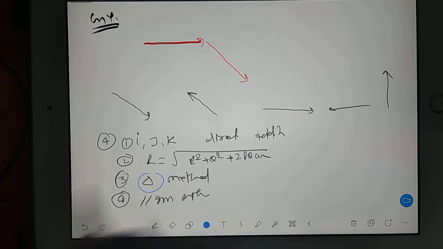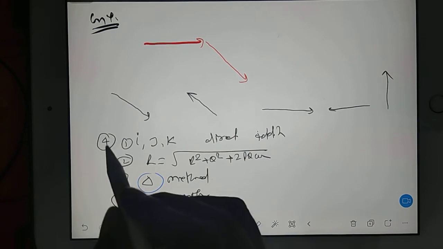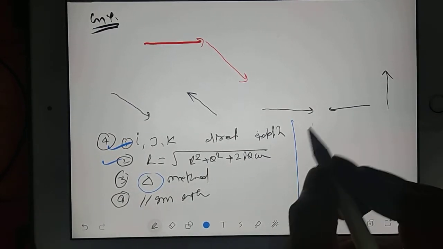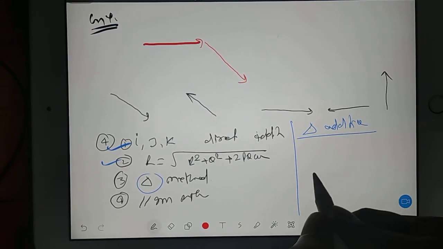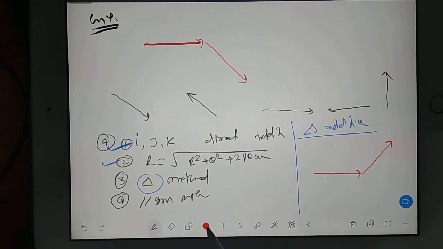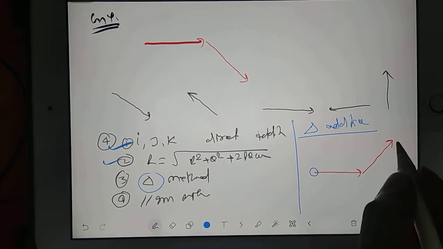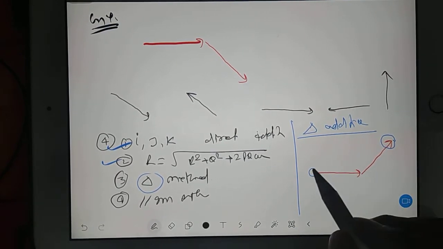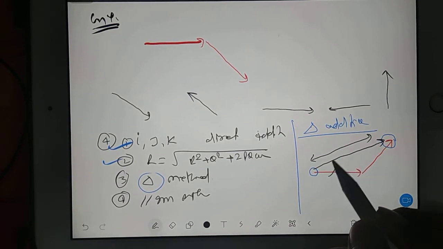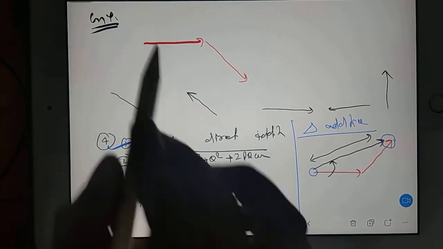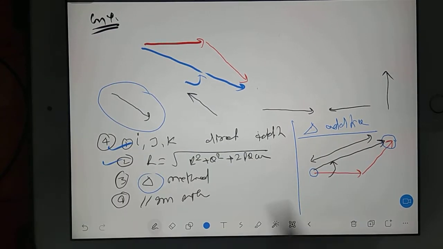Now what is this triangular method? Triangular method is like this, you see here. In triangular addition, what do you have to do? You have one vector like this, and another vector like this. Now you see, the tail of one vector you have to join with the head of the other vector. So this vector will be your final vector, with magnitude this much and direction this much. In the question, this vector is the resultant vector. Like this you have to check.